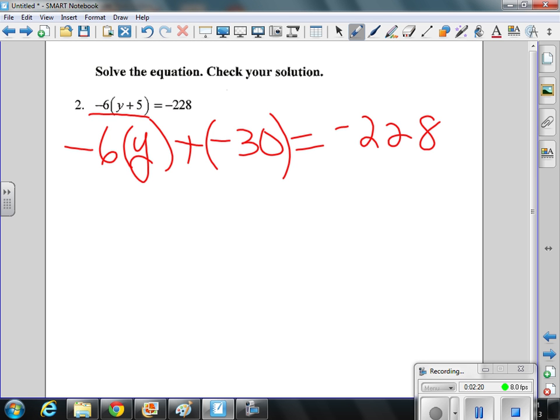Okay, now that we have the problem written out after distributing, we want to combine like terms. So our first step, since our solution is an integer, I'm going to take this integer here and move it to the right. So if I take a look at 30, it's currently negative. The opposite of negative is positive. So I'll be adding 30 to both sides.